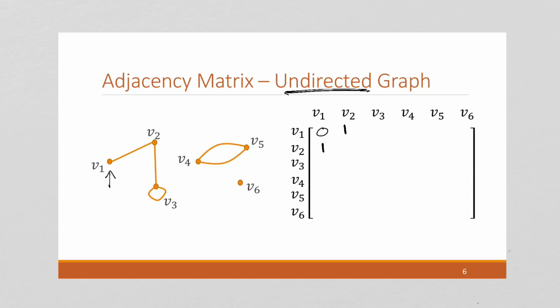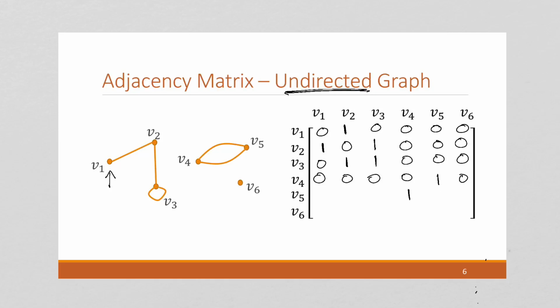Okay, so let's just start at V1. V1 is not connected to anything else, so we're going to have zeros here. V2 is connected to V1. It's also connected to V3. And zeros everywhere else. V3 is connected to V2 and itself. V4 is only connected to V5. And V5 is only connected to V4. V6 is not connected to anything.